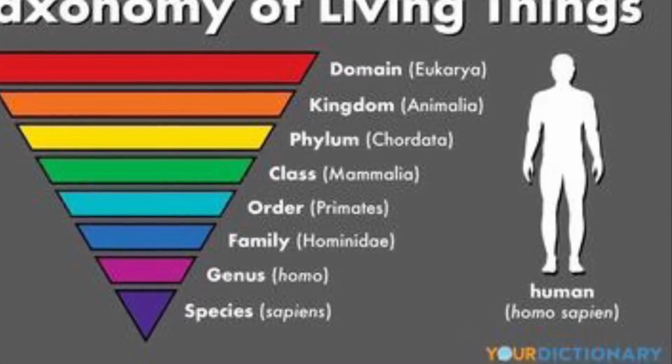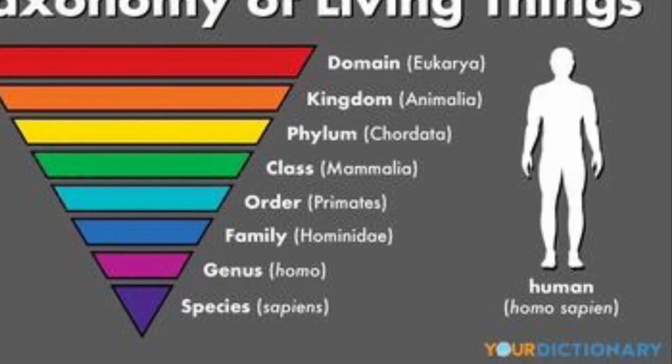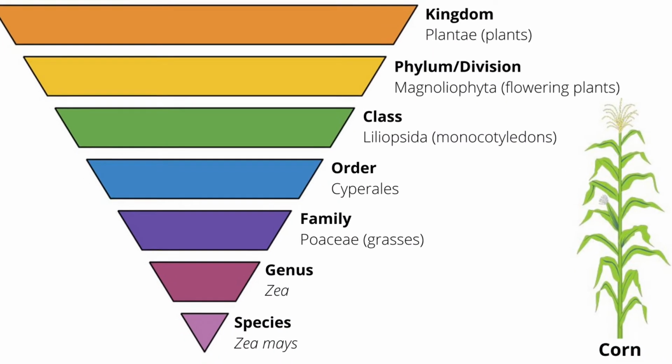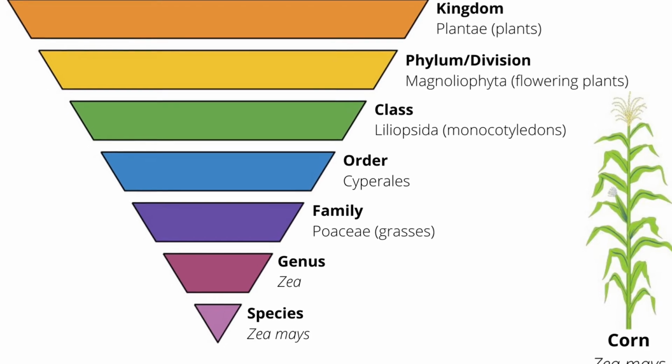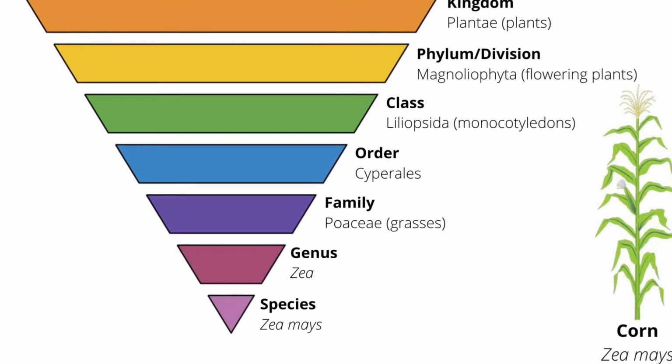There are 7 main levels of classification that we use to organize organisms like us. The person who coined classification is Carolus Linnaeus. Let's begin.